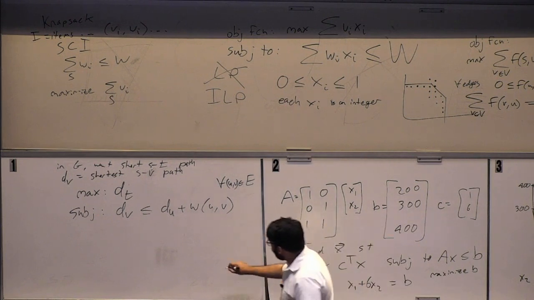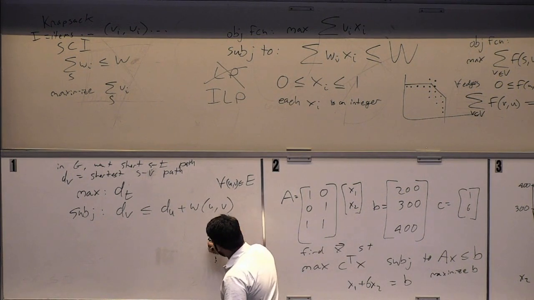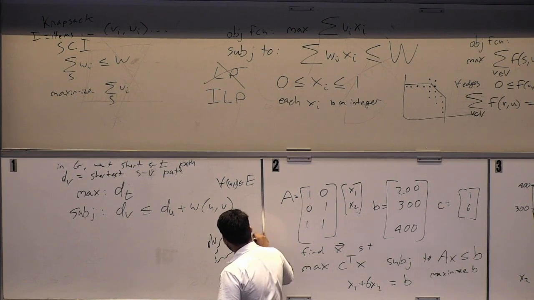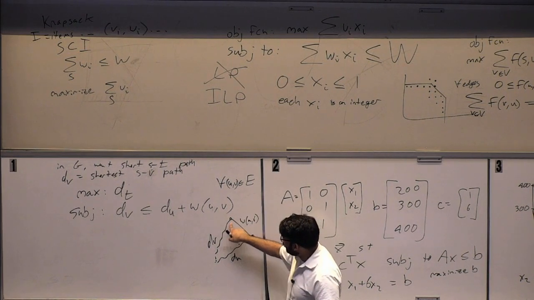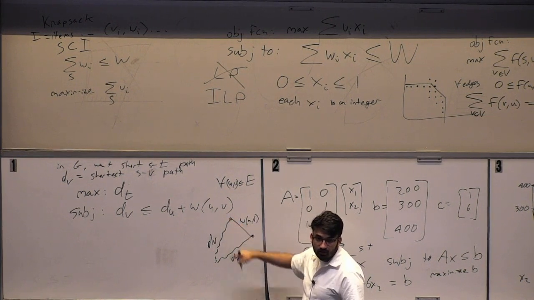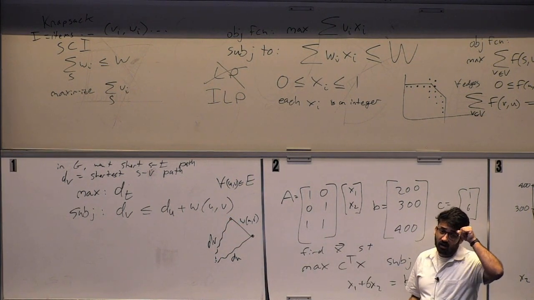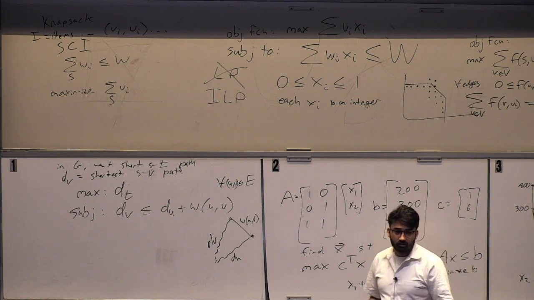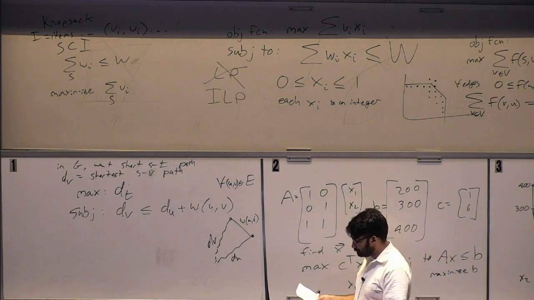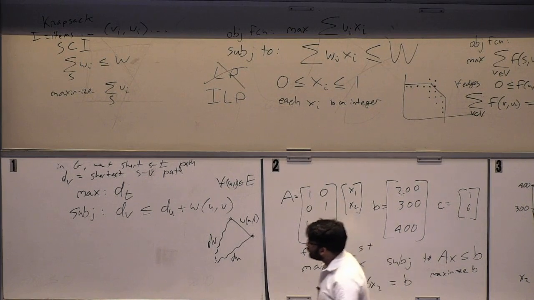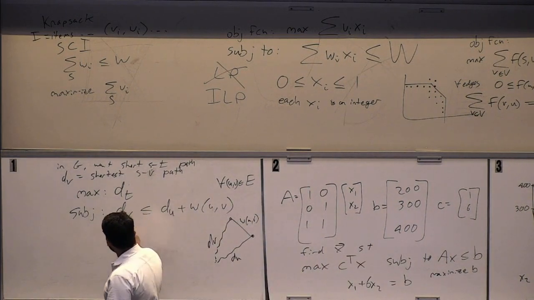Why does this work again? If you have a path to, this is d_v and this is d_u and this is the weight of (u,v). The shortest path to d_v is either d_v or through d_u for all u, right? That's the shortest path constraint. That's exactly the hook that Bellman-Ford uses for the correctness of his algorithm. Oh, and d_s, we have one more constraint: d_s is equal to zero.